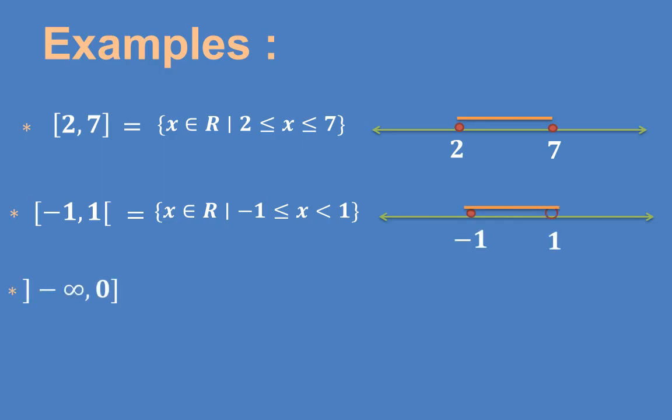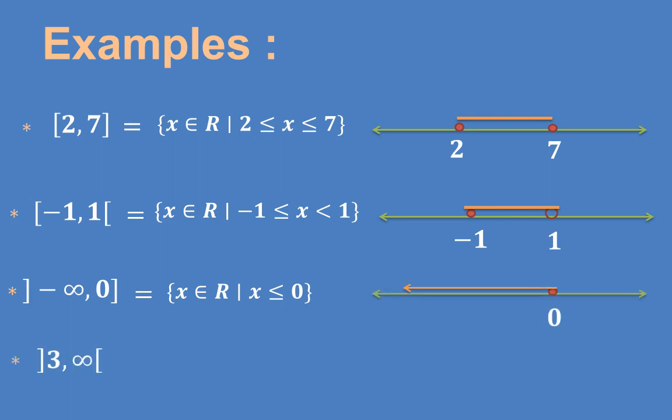The closed ray (-infinity, 0] includes all real numbers less than or equal to 0. And we can represent this interval on the straight line as follows. And finally, the open ray (3, infinity) includes all numbers greater than 3.